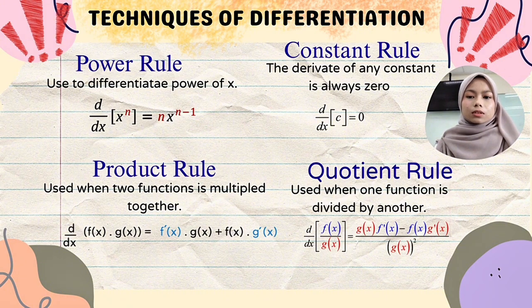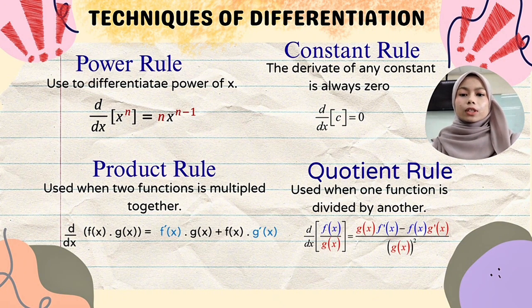Next, the product rule. This is used when two functions are multiplied together. We differentiate the first function and multiply by the second, then add the first function multiplied by the derivative of the second. Next, we have the quotient rule. This rule is used when one function is divided by another function. This technique is important because it helps us solve different kinds of problems involving rate of change and functions.